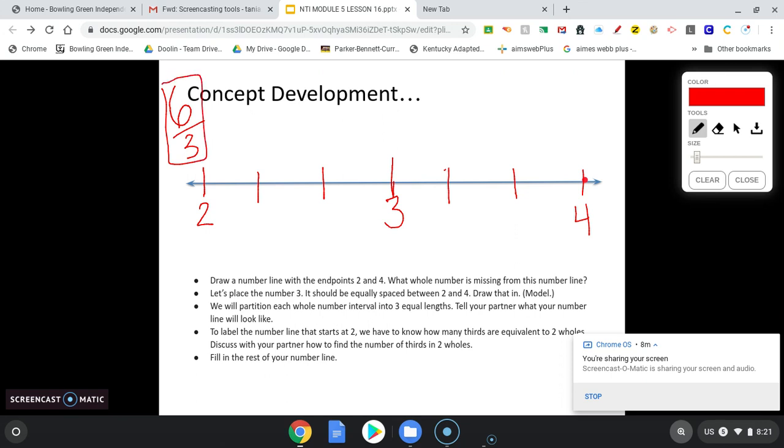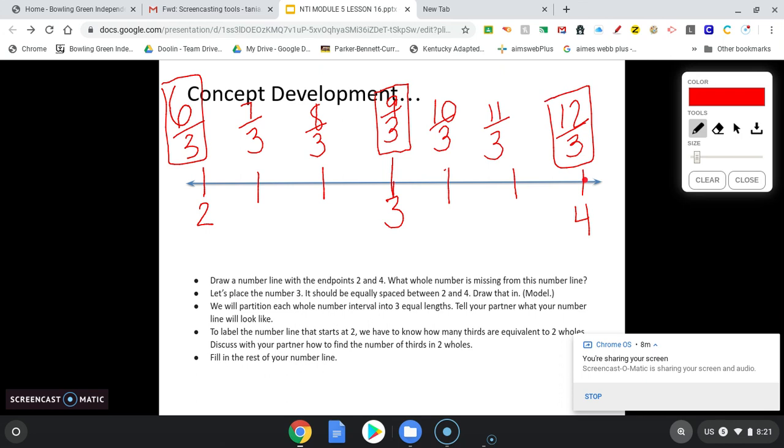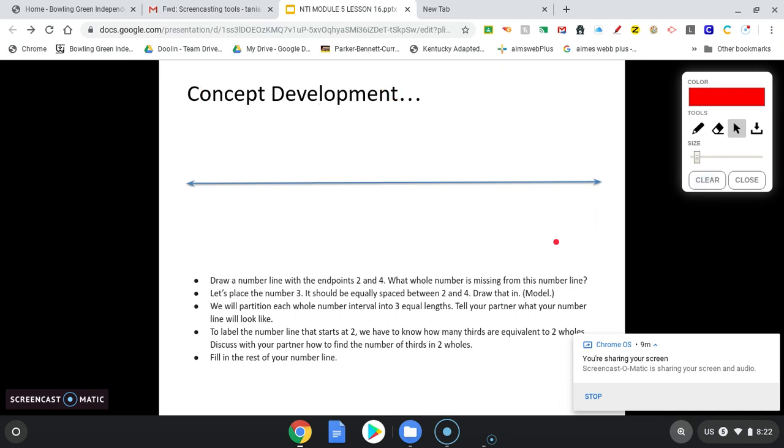So let's keep going. 7 thirds, 8 thirds, 9 thirds. So there are 9 thirds in 3 wholes, 10 thirds, 11 thirds, 12 thirds. So there are 12 thirds in 4 wholes. So 6 thirds is equivalent to 2 wholes, 9 thirds is equivalent to 3 wholes, and 12 thirds is equivalent to 4 wholes. All right, I love the way you all are working.